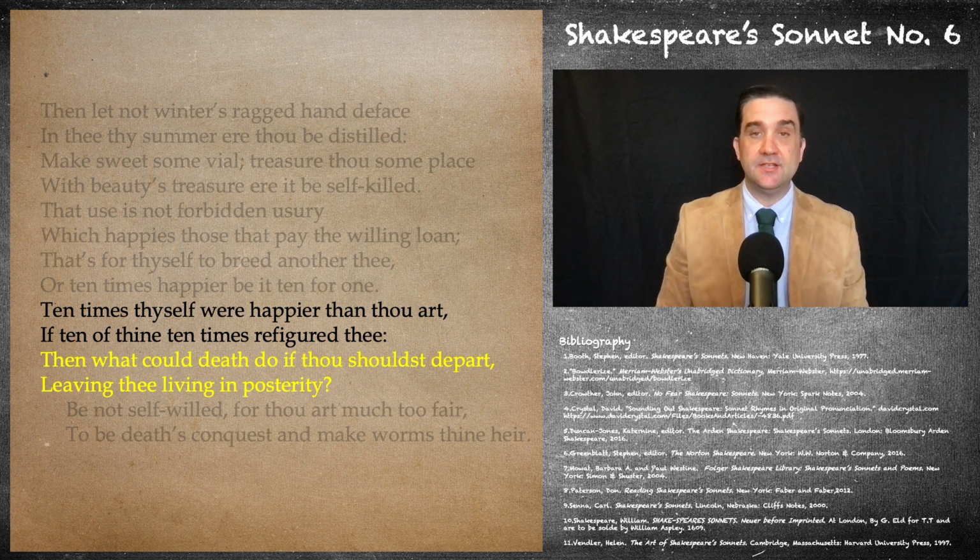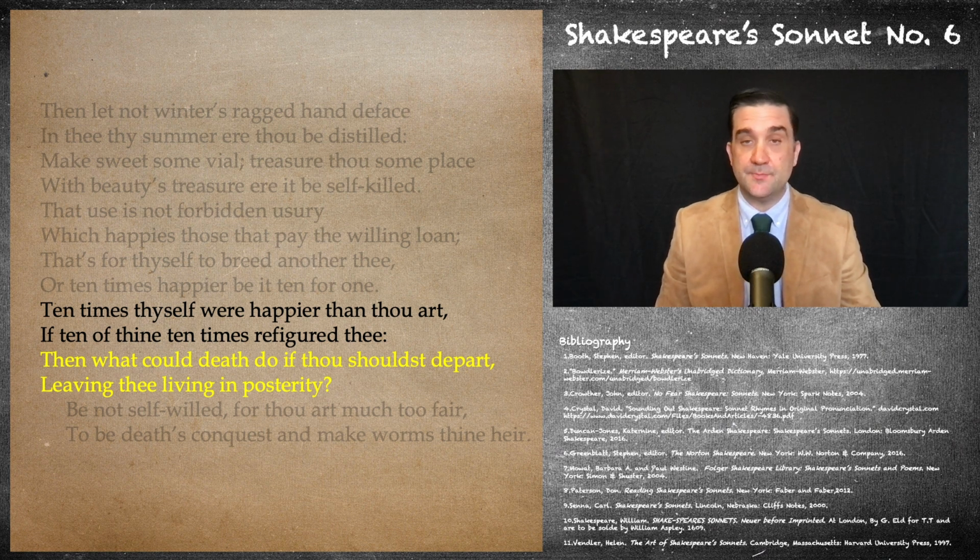Having suggested that the young man make 10 children, he then concludes the quatrain with a rhetorical question. Then what could death do if thou shouldst depart, leaving thee living in posterity? What a fantastic conclusion to this quatrain. First of all, the speaker has addressed the 2 major concerns of these procreation sonnets: how to preserve the young man's beauty on the one hand, and how to cheat death on the other. It's through procreation, according to the speaker, that both of these objectives are obtained.